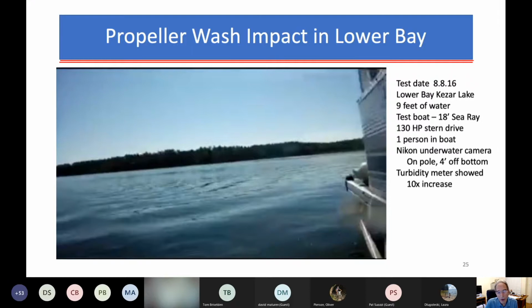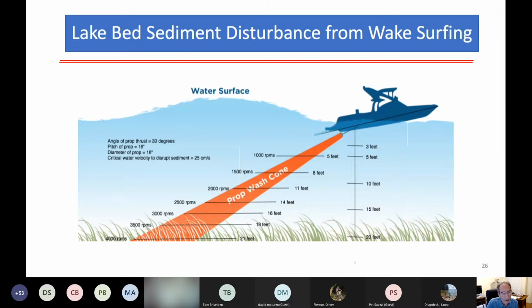And if you have a wake boat with its powerful motors in this kind of shallow water, they will actually plow a furrow in the bottom of the lake. This is the chart we saw before, but now it has the prop RPMs on it as a function of depth for how far this wash cone propagates. So you can see at about 3,500 RPMs, we're down to 18 feet. In addition to that, the prop itself is 30 or so inches below the water surface, so that's an even worse condition.